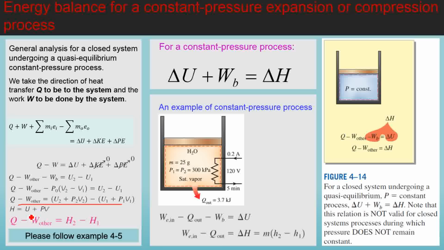Since we know that H is equal to U plus PV, we can write Q minus W other is equal to the enthalpy change. To further understand this concept, please follow example 4.5 in your textbook. The take-home message is delta U plus boundary work is going to be delta H, the change of enthalpy. It is extremely important to understand that this applies only if the pressure remains constant throughout the process.